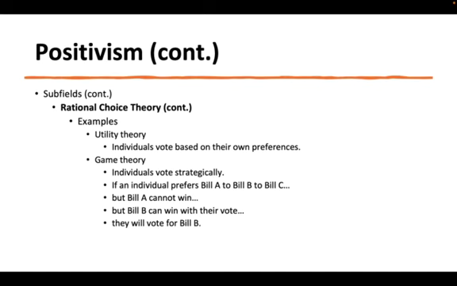So other examples suggest that game theorists will think about, well, if an individual prefers to pass this type of legislation, Bill A to Bill B to Bill C, but Bill A cannot win and will not get enough support to pass. But Bill B can pass. The individual who prefers Bill B over Bill C at least might simply vote for Bill B as a type of compromise. So compromises can be modeled by this rational choice theory and this game theoretic perspective.